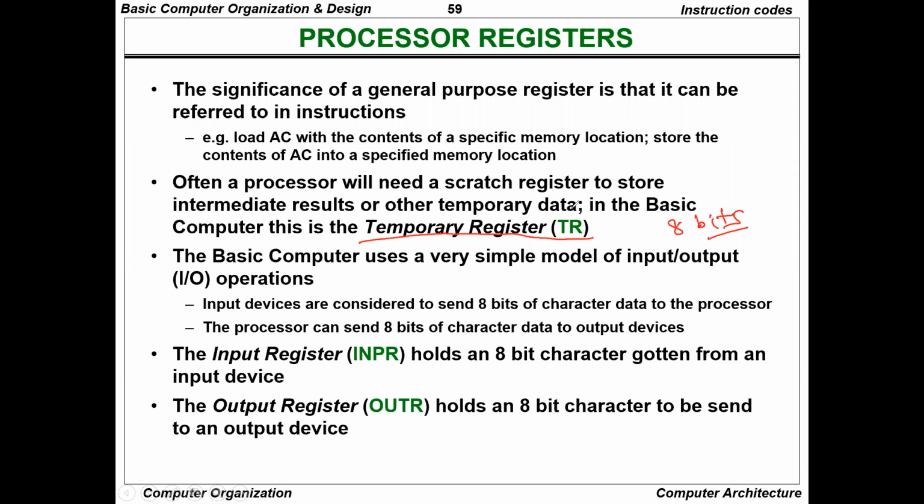So the basic computer uses a very simple model for input output operations. Input devices are considered to send 8 bits of character data. Character data will then be converted into your codes, but initially it will be 8 bits of character data. So there will be one input register which will hold the input, and one will be the output register which will hold the output, and both of these will be 8 bits long because they deal with the data, right?